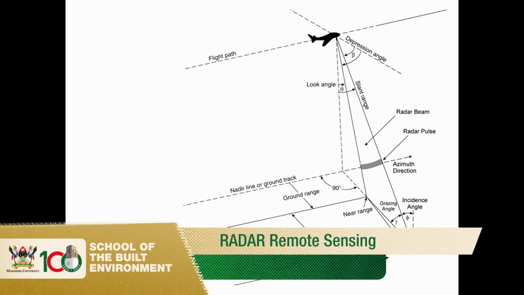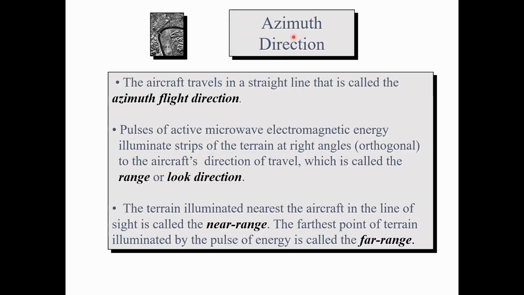So when you move in this direction, that's across track. The sensor is not moving in that direction, so you're imaging across track. There's always across track and along track. Along track is in front of you. Across track is perpendicular to the path you are moving. Those terminologies are very important for something I want to mention. Azimuth direction: let's use the aircraft to make it simpler, but this also applies to satellites. The aircraft travels in a straight line, which is called the azimuth flight direction.